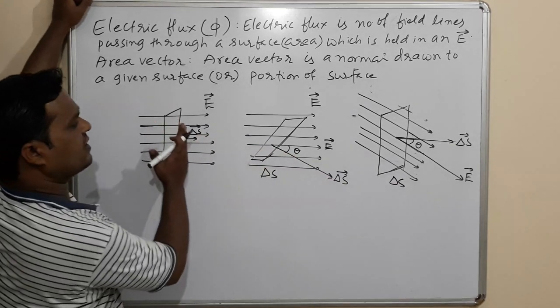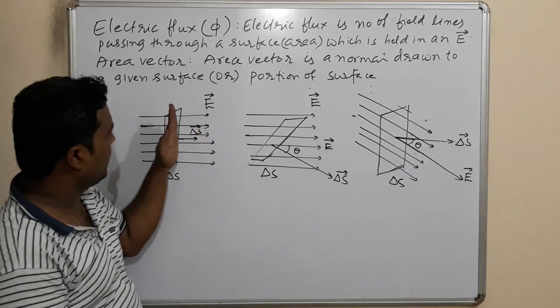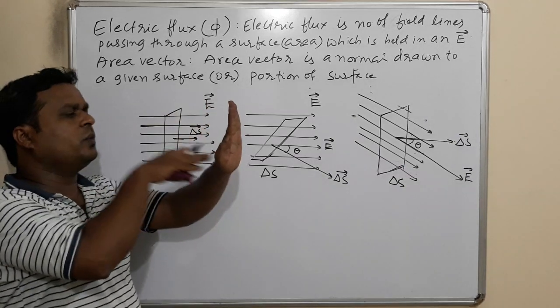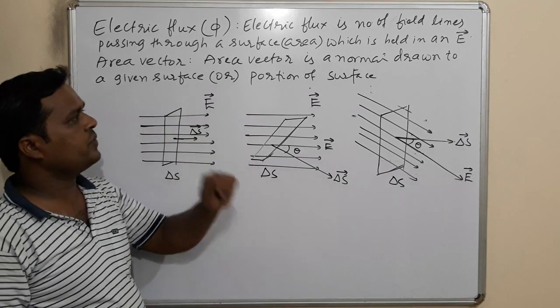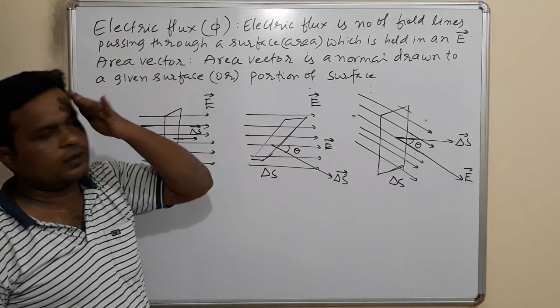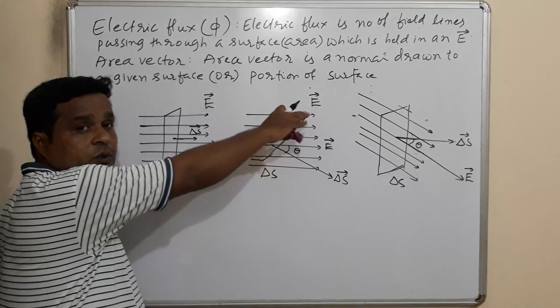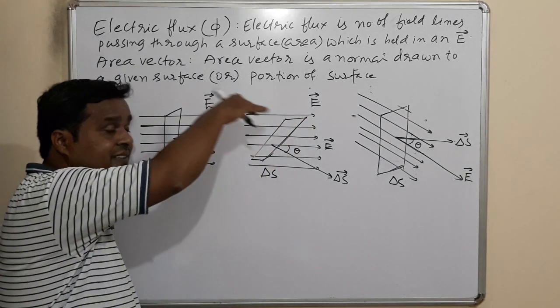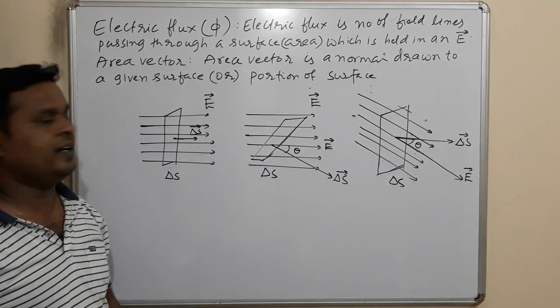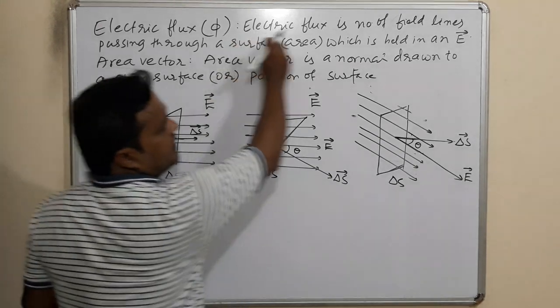If it is held in the electric field in any orientation, we will just count the number of lines passing through this surface. If 10 lines are passing through this surface, then we say that flux is 10. If 100 lines are passing through this surface, then we say that flux is 100. The number of lines passing through this surface itself is defined as flux.